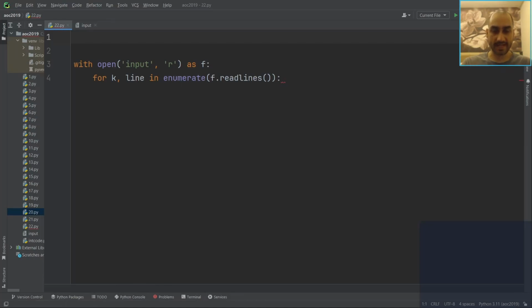So we've got a deck, which is going to be list range 10,007. That's the initial deck.